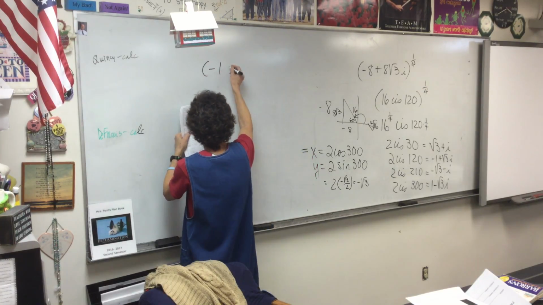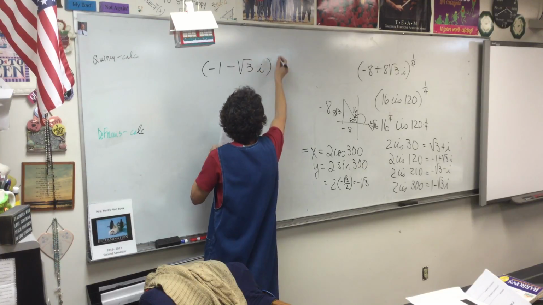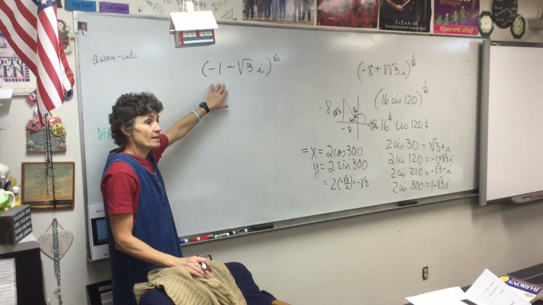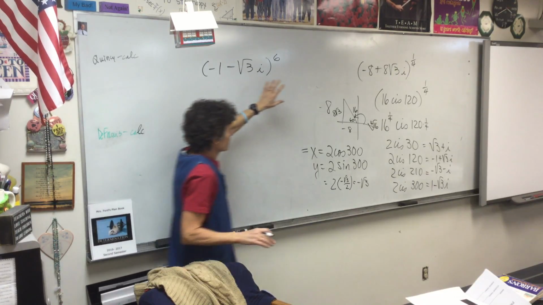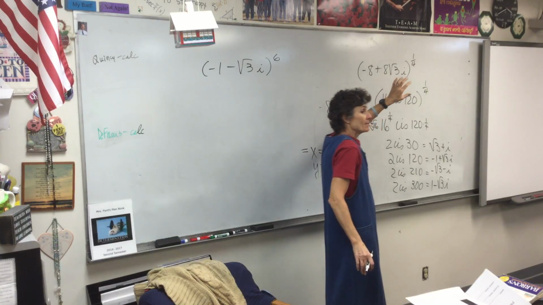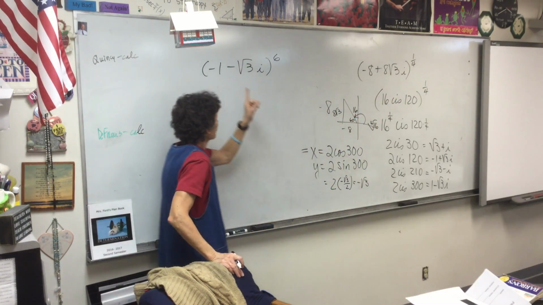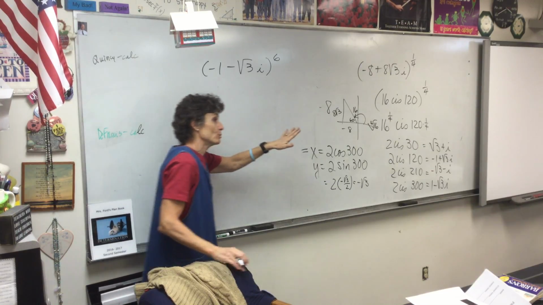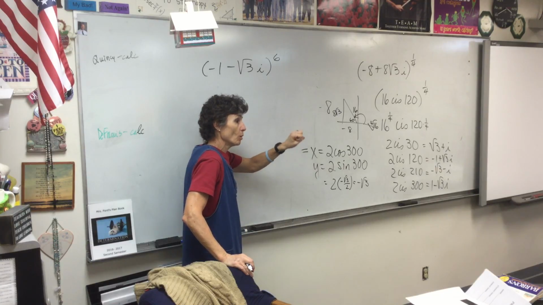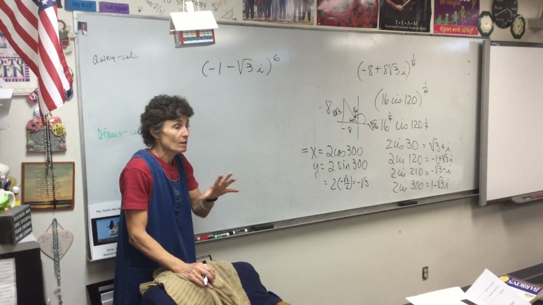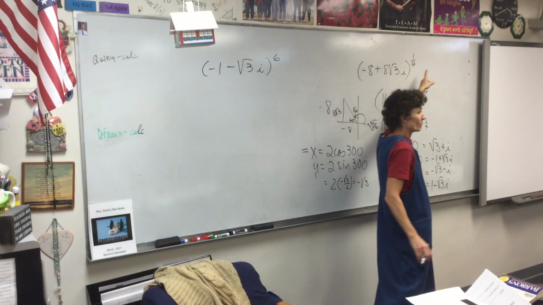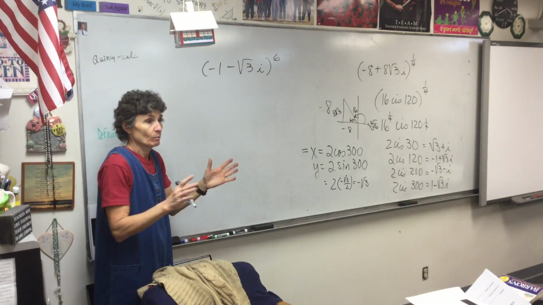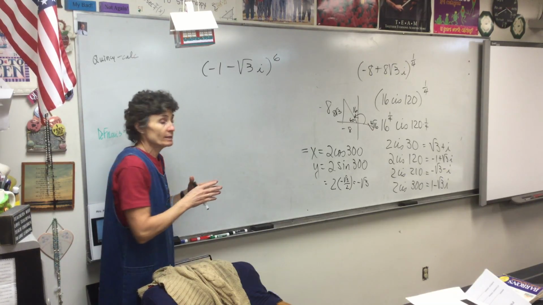All right, number 11. Find the value of negative 1 minus root 3i to the 6th. Is this like the one we just did? Yeah. The only difference is this only has one answer. It's not a root. You only have multiple answers when you're rooting, when you have a fractional exponent. This has one answer. All right, let's find it. What do we have to do? Same thing we did over there. We need to change it.